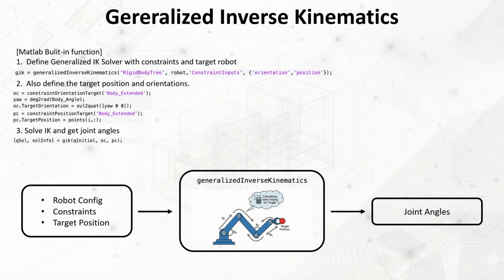To get joint angle information, we employed the generalized inverse kinematics function in MATLAB, which takes a robot configuration, constraints, and target position, and solves inverse kinematics based on our input.